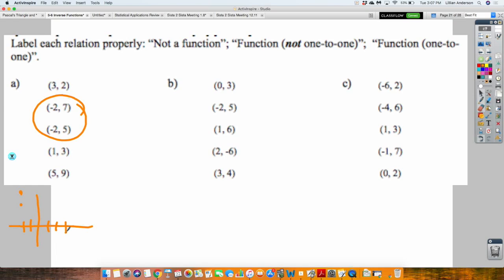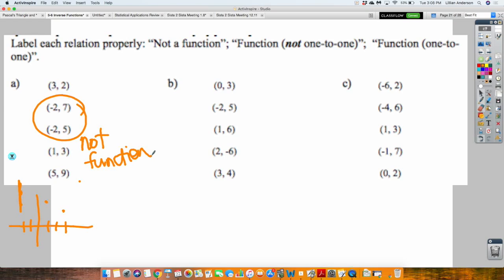If I quickly sketch this, right, negative 2, 7, negative 2, 5, 3, 2, 1, 3, 5, 9, okay? Does this pass the vertical line test? No, because of right here, because of those 2 points. If you see, this is the same input but different outputs. So this one is not a function.